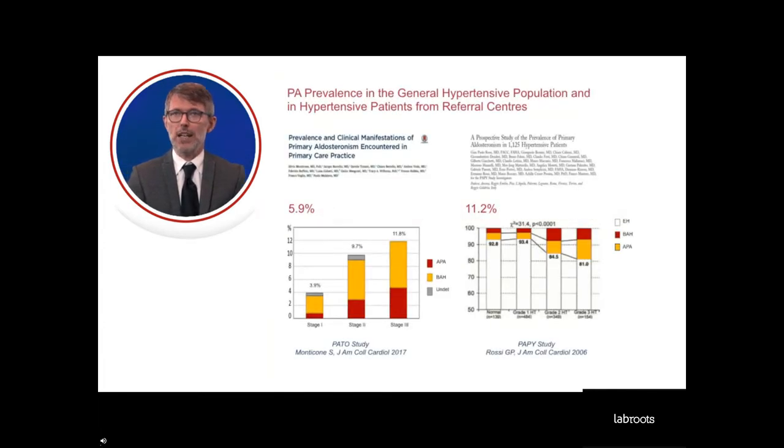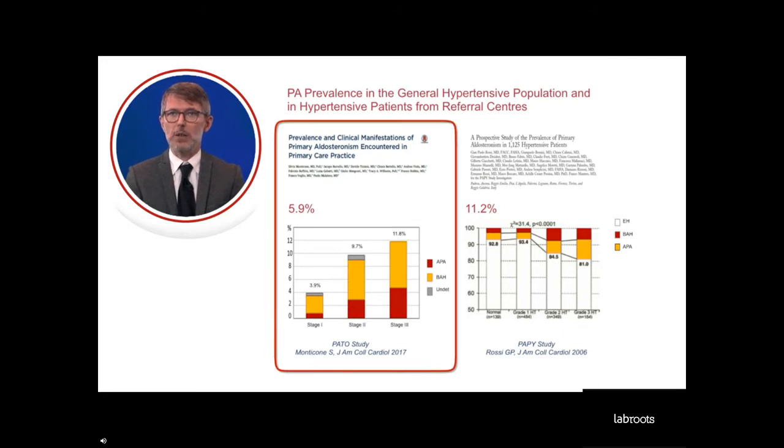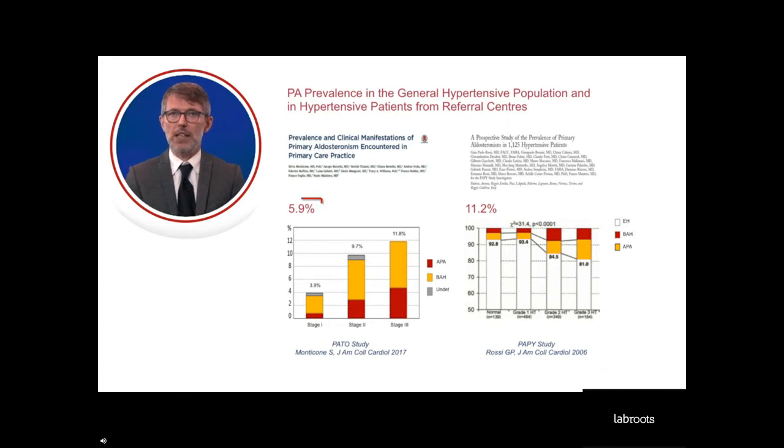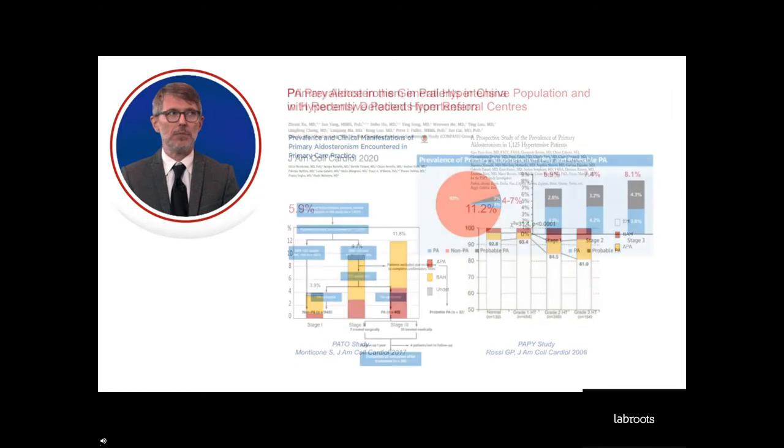The two largest prospective studies of this condition, that were performed respectively in the primary care patients that were seen by general practitioners and in patients referred to hypertension referral centers, display a prevalence of around 5% in primary care and around 11% in patients referred to specialized centers.